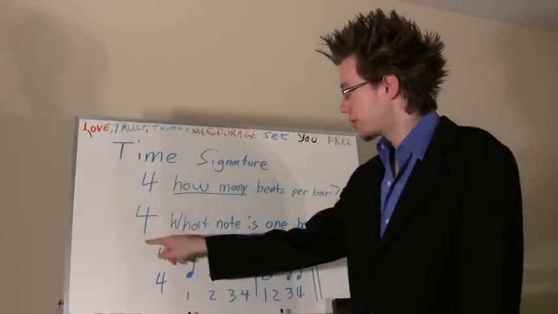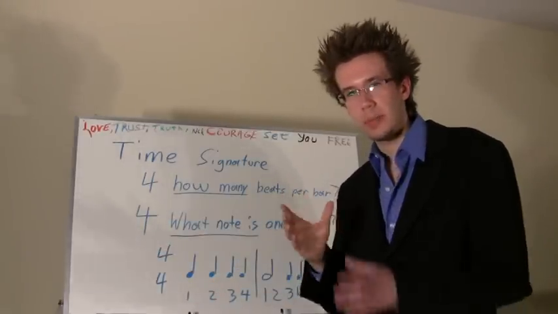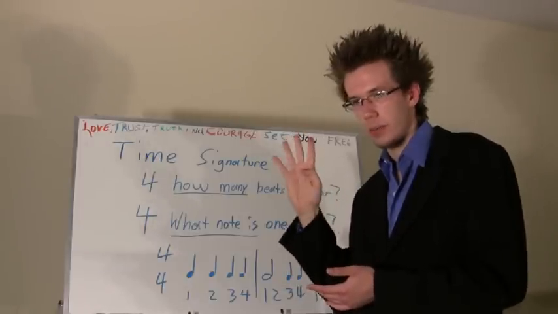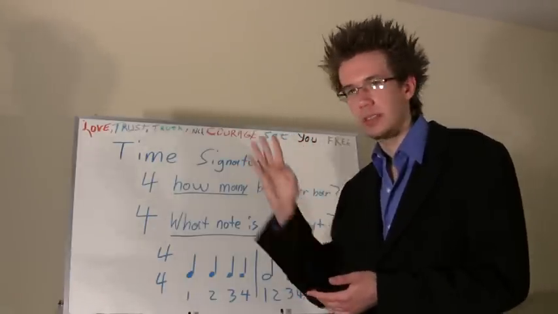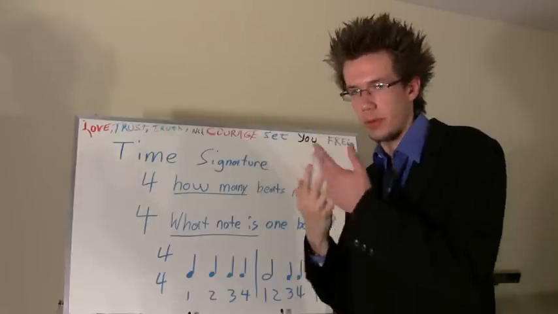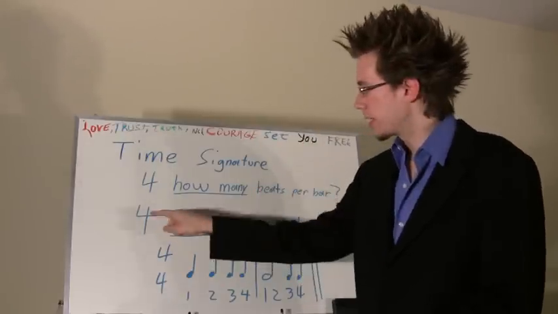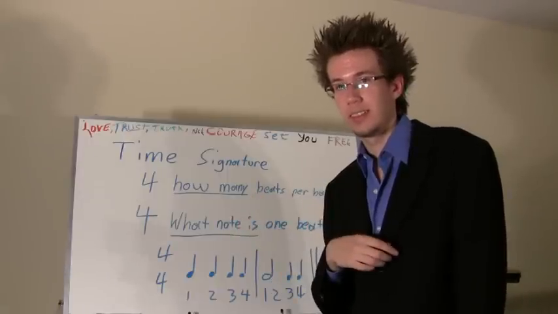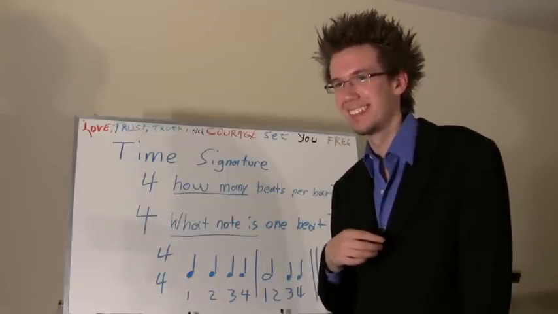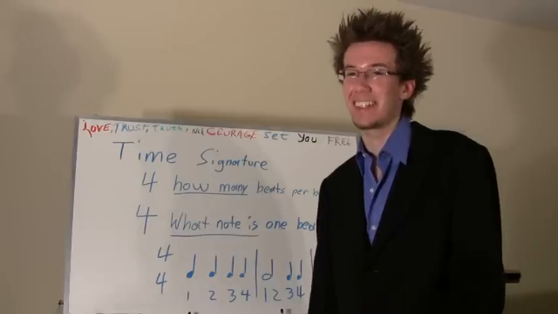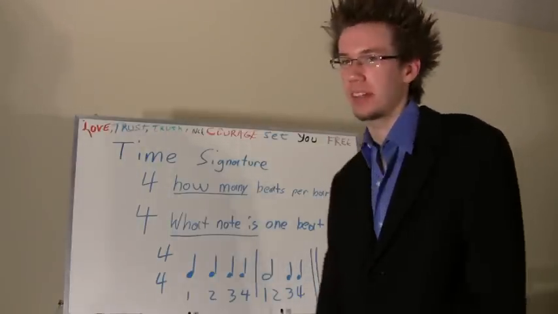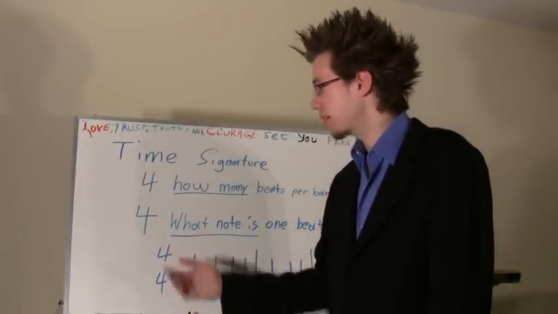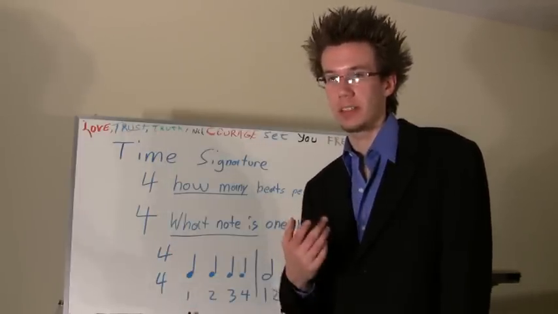Okay, so 4. Now do you remember when I was talking about whole notes, half notes, and quarter notes? I said 4 was the number that we associate with a quarter note because it's into 4 quarters, right? So because we see 4 here, what note should we assume is going to be one beat? It's actually a quarter note, which I bet you guys have probably guessed. It's pretty simple, eh? So a quarter note is basically one beat.